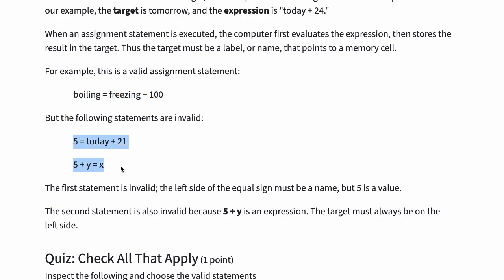But the following statements are invalid. The first statement is invalid because the left side of the equal sign must be a name, but 5 is a value. The second statement is also invalid because 5 plus y is an expression. The target must always be on the left side.